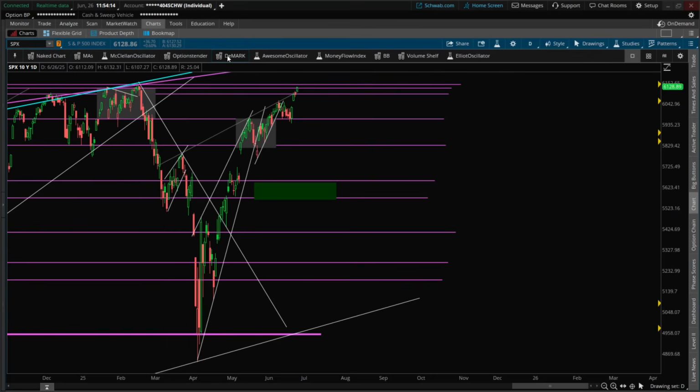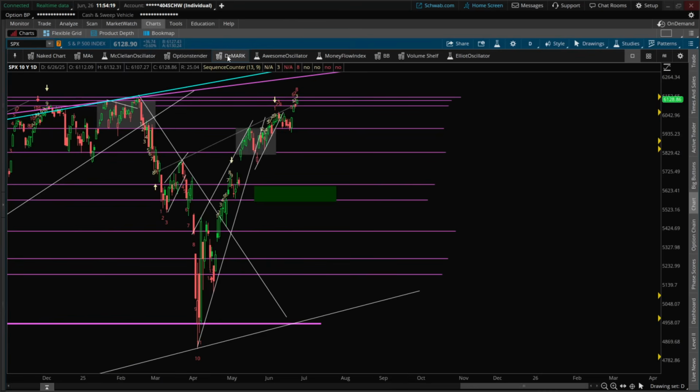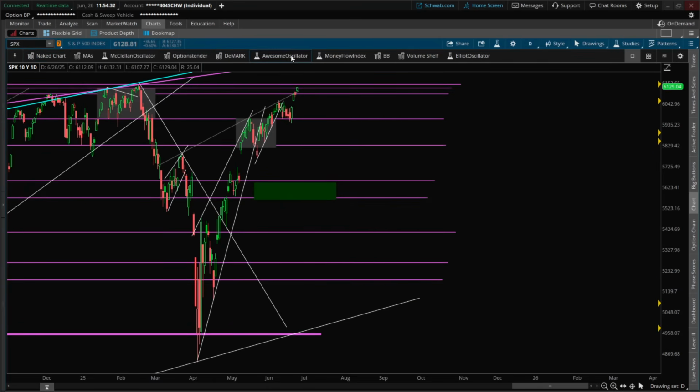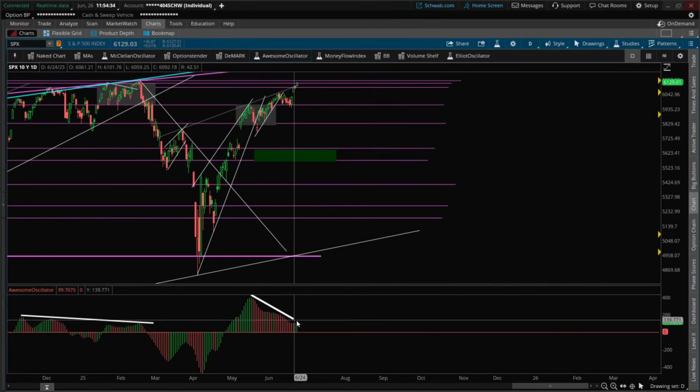Okay, D-Mark. All right, we're at an 8 count here, 1, 2, 3, and then an 8 in the red. We have the 9 count. It could be a 9, 9, 13. That's a setup as well. We're not there yet. Awesome oscillator. Negative divergence, getting a little positive move here.